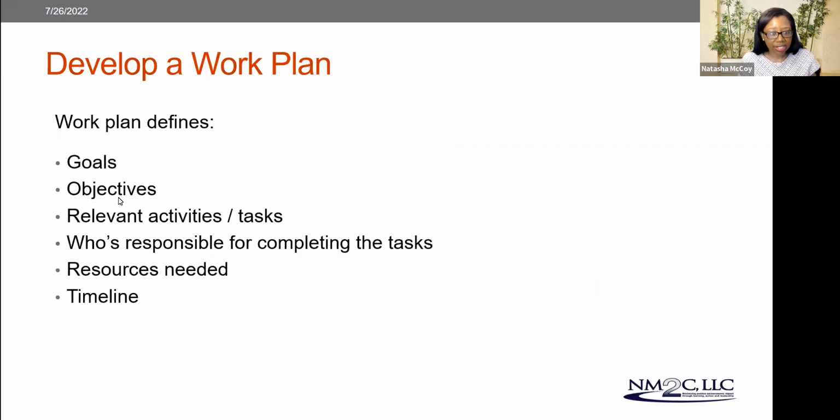The work plan should define the goals, objectives, the relevant activities or tasks, who's responsible for completing those tasks, the resources needed, and your timeline.